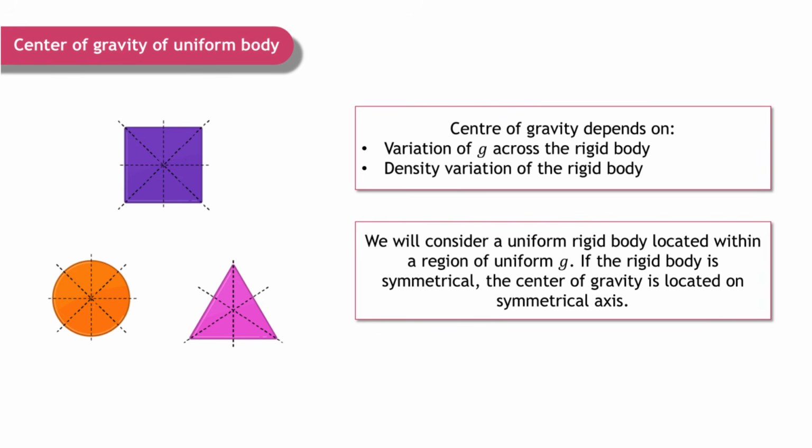The location of the center of gravity depends on 2 factors: the distribution of mass and the gravitational field acting on the object. For example, the center of a square is at its geometric center, the center of a circle is at its center, and the center of a uniform triangle is located along its line of symmetry. These are useful results that we will frequently apply when solving rotational equilibrium problems.